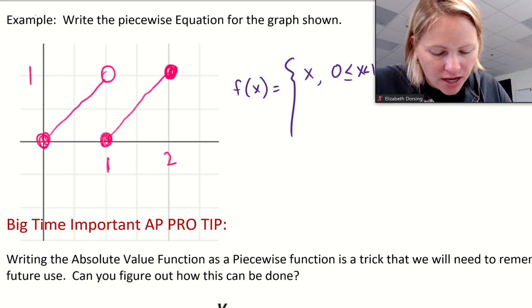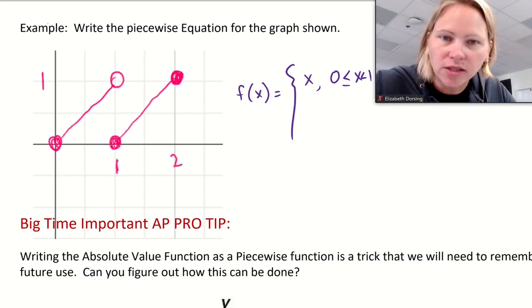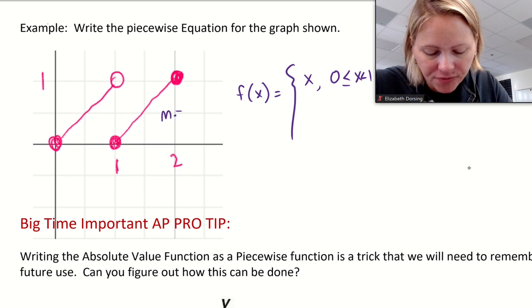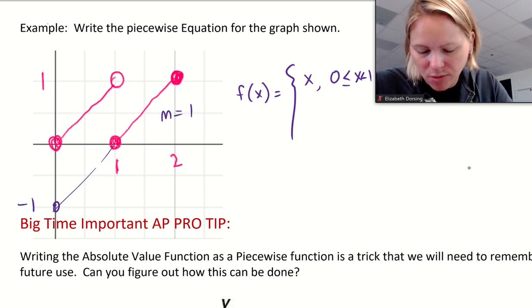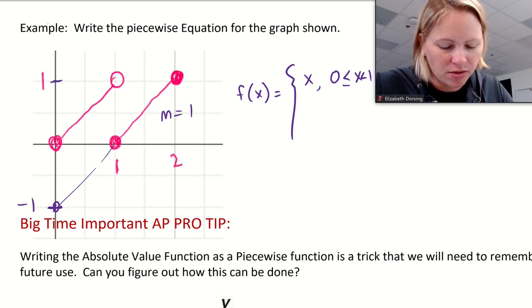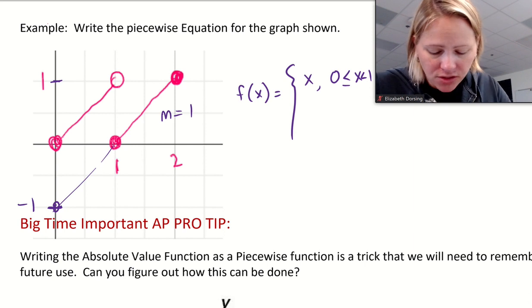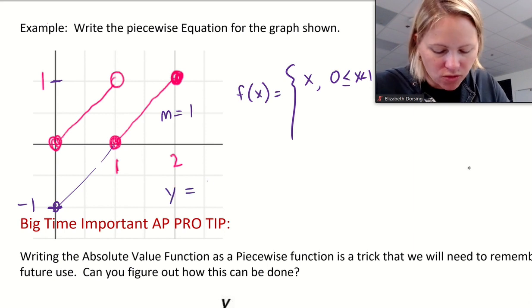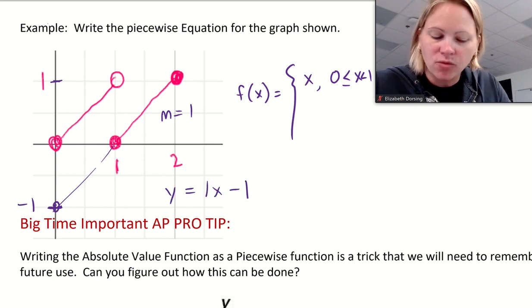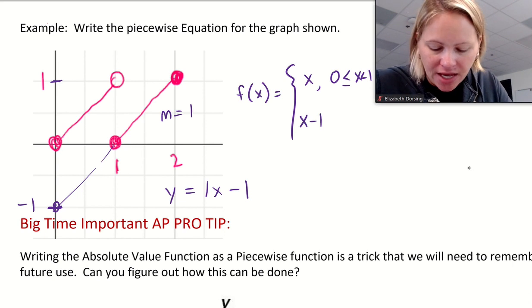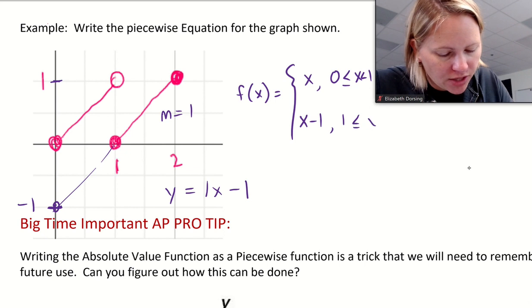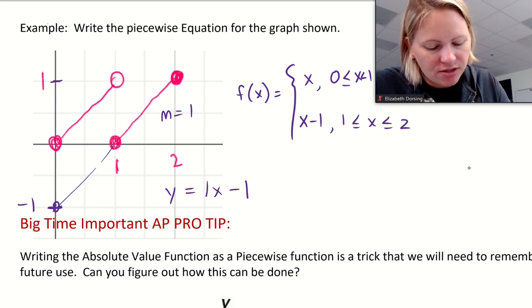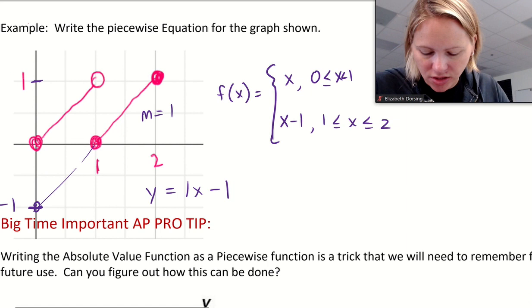So now I'm going to write the next piece. The next piece is also a linear function. It has the same slope, but if I continue it down, it's going to pass through -1. Remember, if this is 1, this is -1, so I want to make sure I pay attention to the scale there. So this is the equation y equals 1x minus 1, which I'm just going to write as x minus 1. And it's for all values ranging from 1 to 2, so 1 is less than or equal to x is less than or equal to 2. So here is my piecewise function. That's what the equation is going to look like.